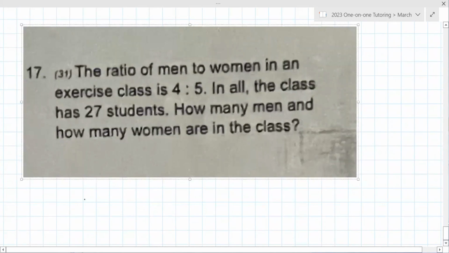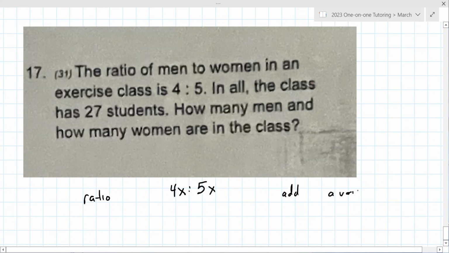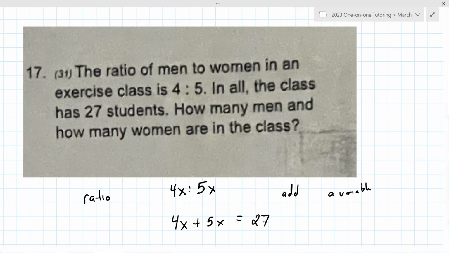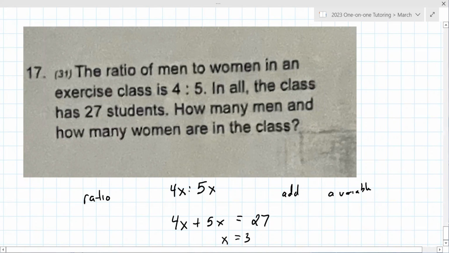Okay, so whenever you see a ratio, you want to immediately look at it like this, 4x to 5x. You want to add a variable, basically. You'll see these in triangle problems, you'll see them in probability problems. In all the classes, 27 students. So this means that 4x plus 5x equals 27. So when you solve for x, that is not the answer, but it's the variable that leads you to the answer. So once you find that x is 3, 9x equals 27, x is 3, you put that into the equation to get the number of men and then the number of women.